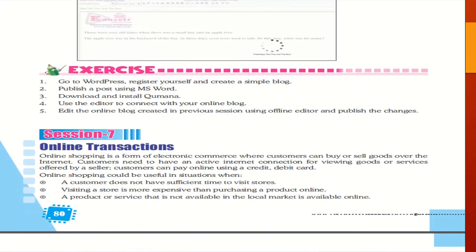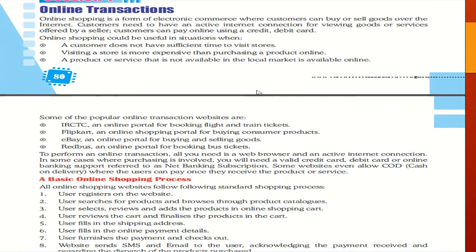Now the next session is online transaction. What is an online transaction? While doing shopping, the person asks you to pay the money for that, isn't it? So what will you do? You will pay through an online transaction, or e-banking. Online shopping is a form of electronic commerce where customers can buy or sell goods over the internet. Customers need to have an active internet connection first, and for buying or selling anything, you should pay online using a credit card or debit card.